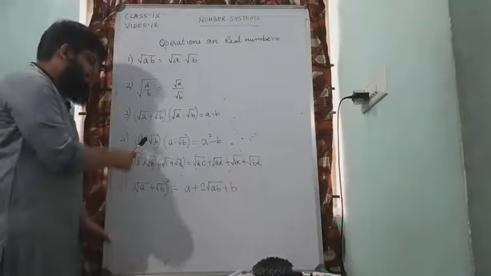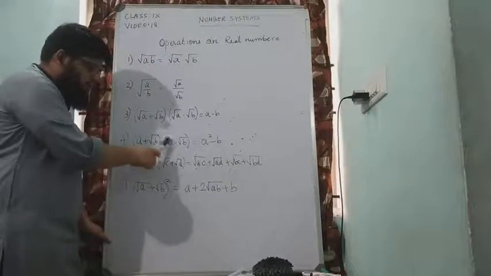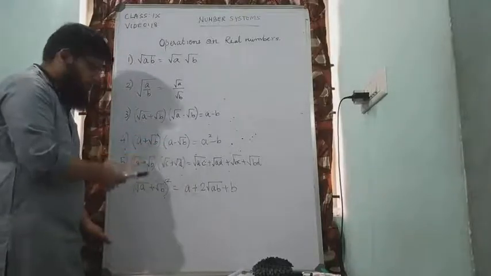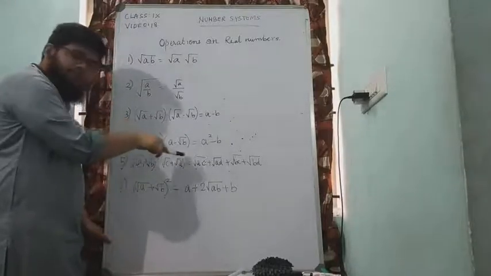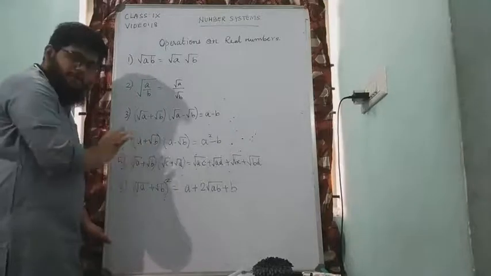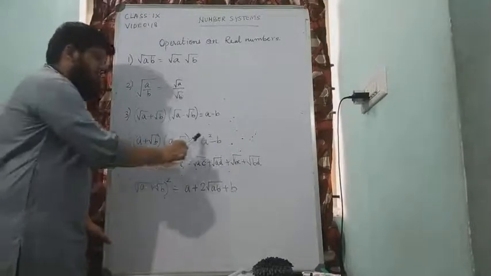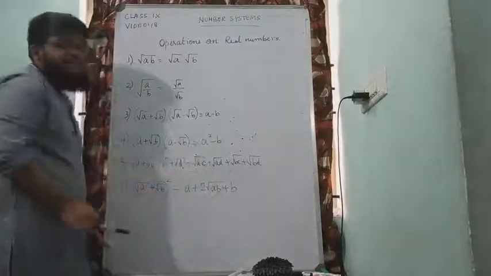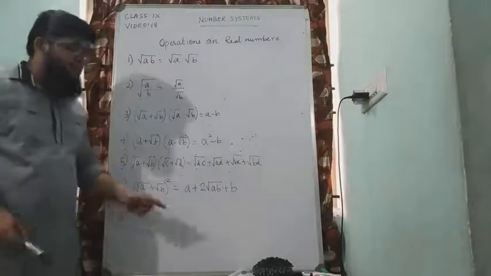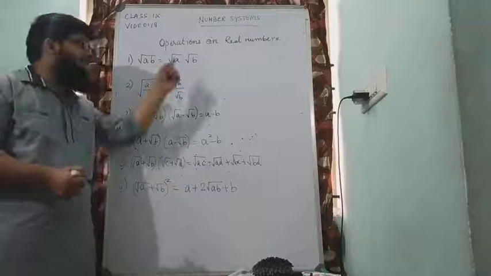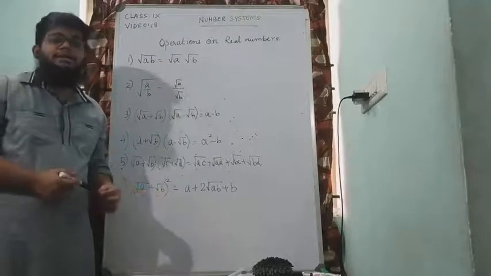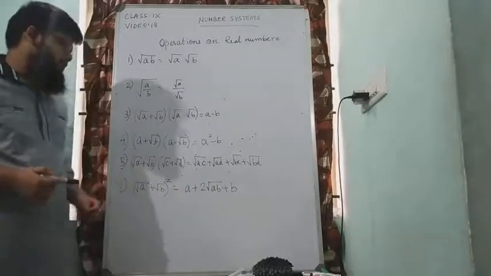The fourth identity is where on one of the terms there is no root, on the second term there is a root. That is (a plus root b) into (a minus root b). First term here, no root. Second term, we have a root. So the answer will be a square minus b. It is important for you to remember all the identities, and in your notes also you should write this heading and write down all the identities before you start doing the problems.